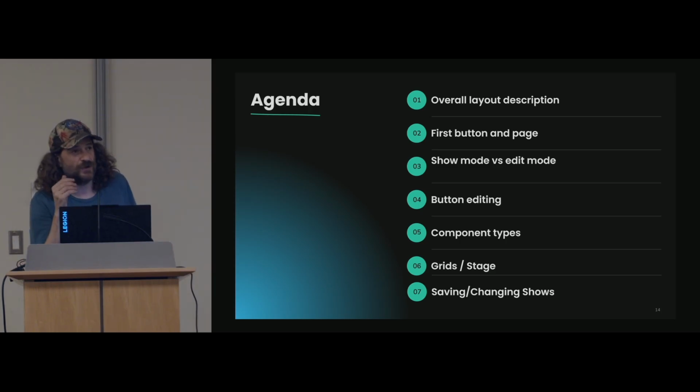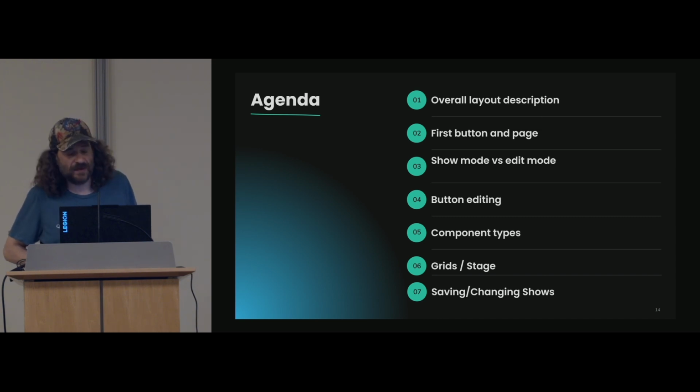I'll show you real quick what our plan is for this session. First I'm going to show what it looks like. Then we'll make our first page and our first button. Then I'll talk about the show mode versus the edit mode. Then we'll talk about how we can customize the buttons themselves, the components and the different types available, and the grids and the stage and how we lay things out on the page. Then we'll talk about saving and changing shows. And of course, any questions along the way.